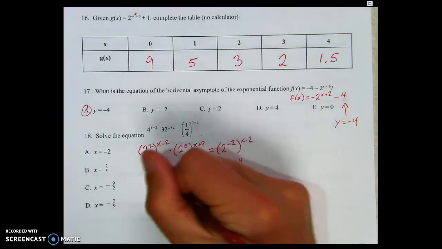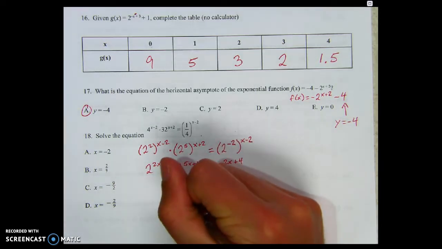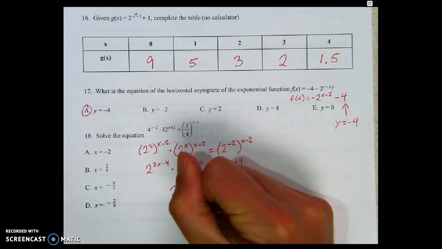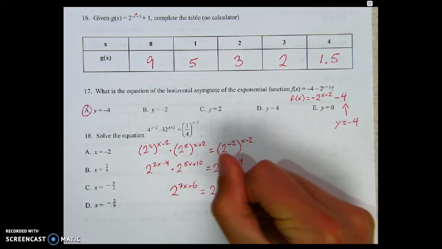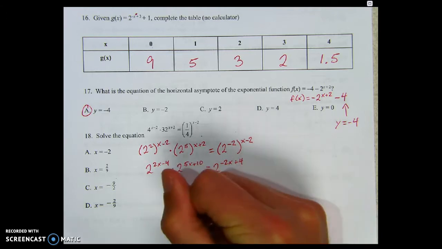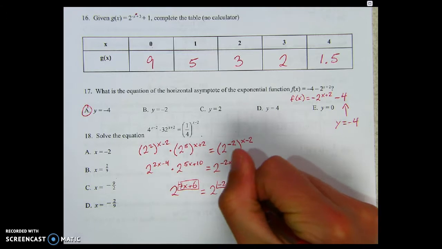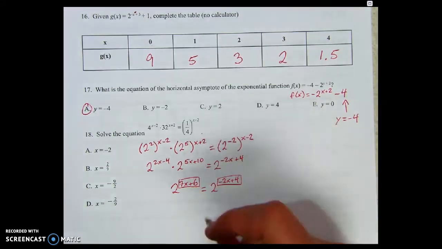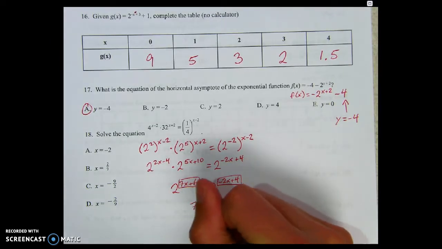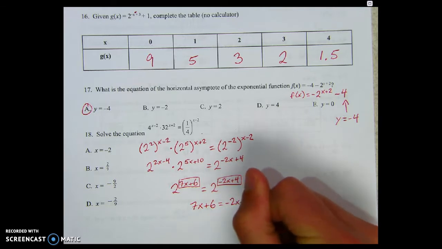Okay, and because this is 2 to some power times 2 to another power, all we're doing is adding the exponents together. So really this is going to turn into 2 to the 7x plus 6 is equal to 2 to the negative 2x plus 4. And now we have the same base on both sides of an equation. So all we need to do is set the exponents equal, and we end up getting a simple multi-step linear equation, where we set 7x plus 6 equal to negative 2x plus 4.